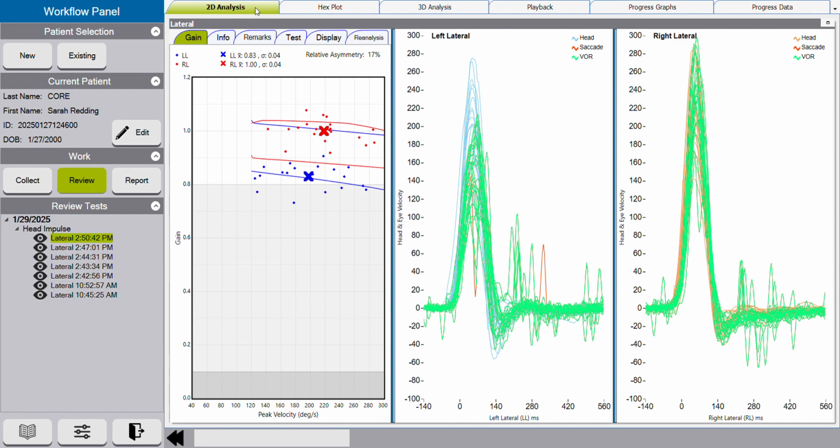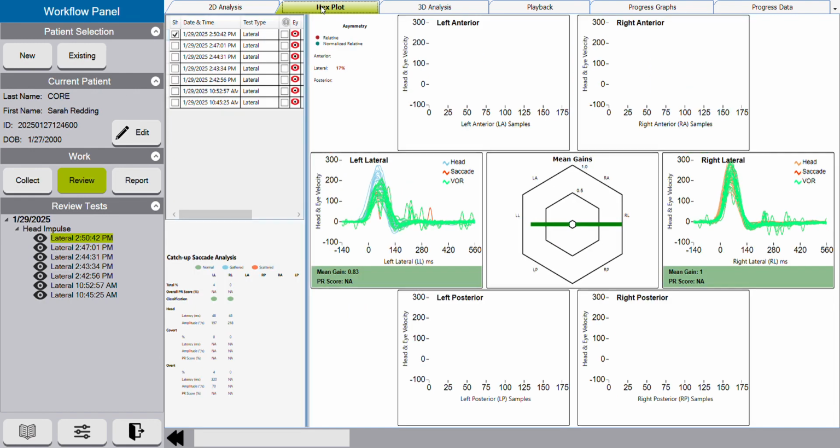The other thing on the review tab up here, you see the 2D analysis. I can change how this looks as well. So some people like to view this as a hex plot. And so when you get all of your tracings, you will see this here in hex plot form. And hex plot shows each of the sets of impulses in different boxes, and you can see the mean gain values here in the middle. So if it's green, it's showing that that's a normal gain value.